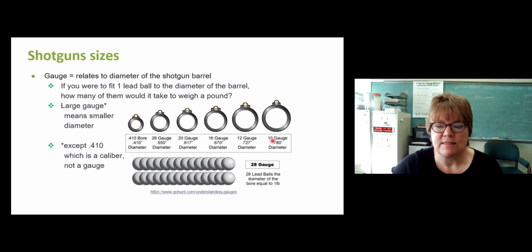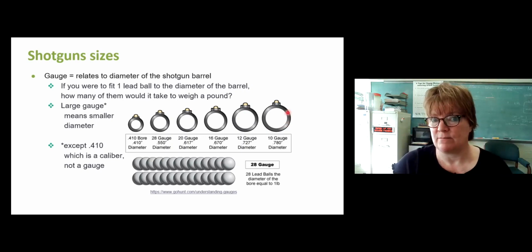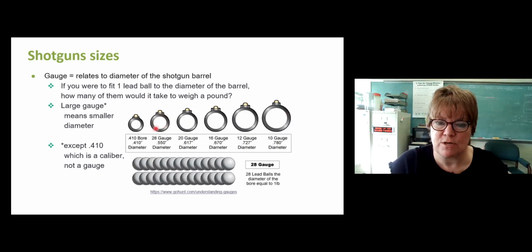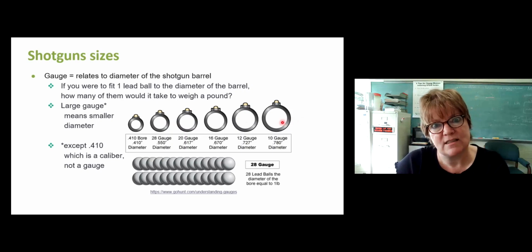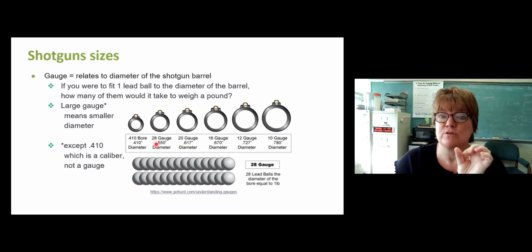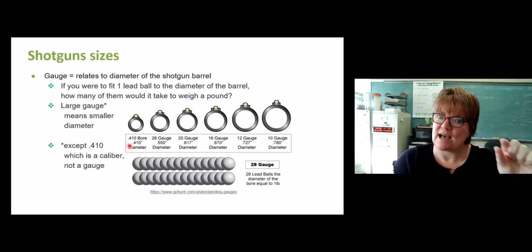The idea would be this 10 gauge: if I had a lead ball this big, because they're so big, it wouldn't take as many of them to weigh a pound. Whereas down here with this 28 gauge, if I put a lead ball in there that would exactly fit in this 0.55 inch diameter, and then I put it on a scale, I would take 28 of them. It's 1/28 of a pound. And here it's 1/10 of a pound because these are bigger. So the bigger take-home message is that the bigger the gauge, the smaller the diameter. Now again, that's gauge. A 410 is actually off of the actual size of the bore.